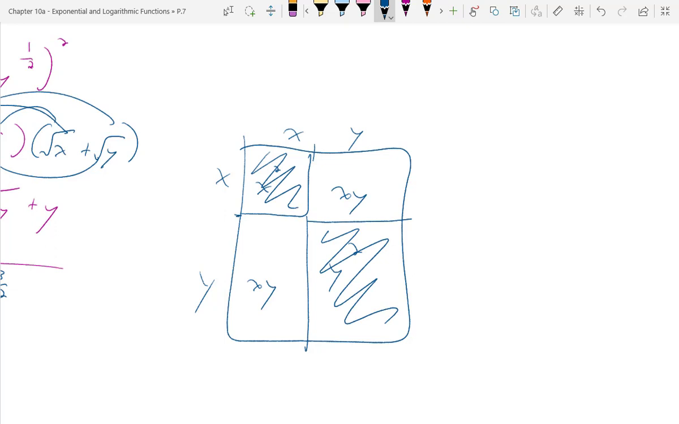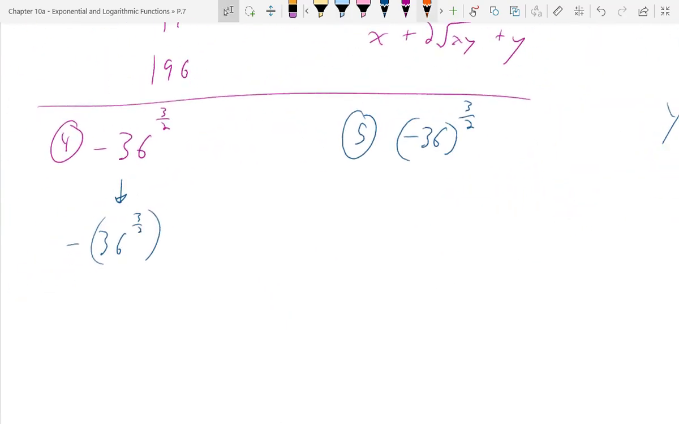That's a visual of why you cannot ever distribute a square across addition or subtraction, because you completely miss out on this and this. You actually only get the area of just the two little squares inside, and it's not complete. Okay, coming back on this one, what is 36 to the 3/2?